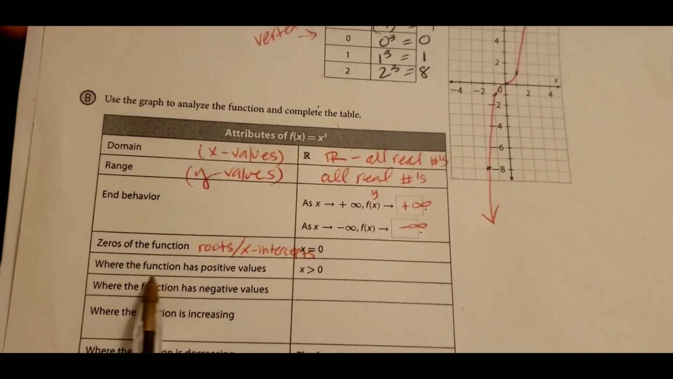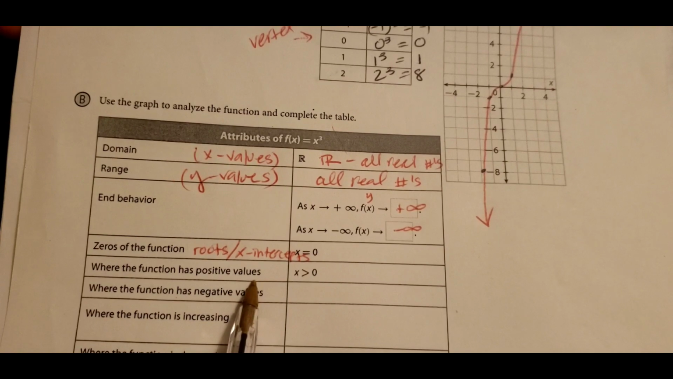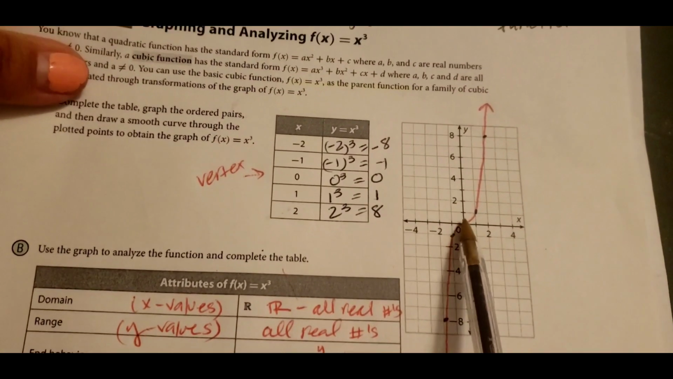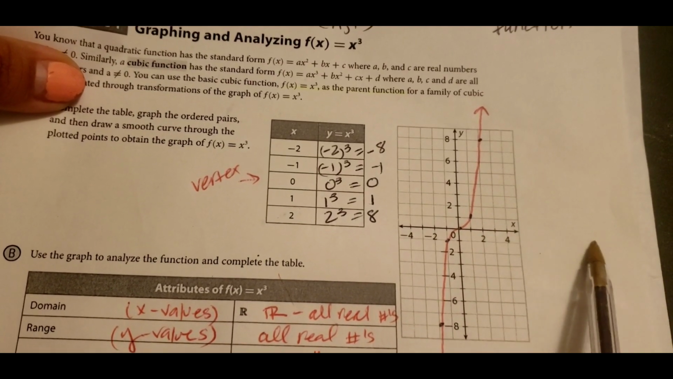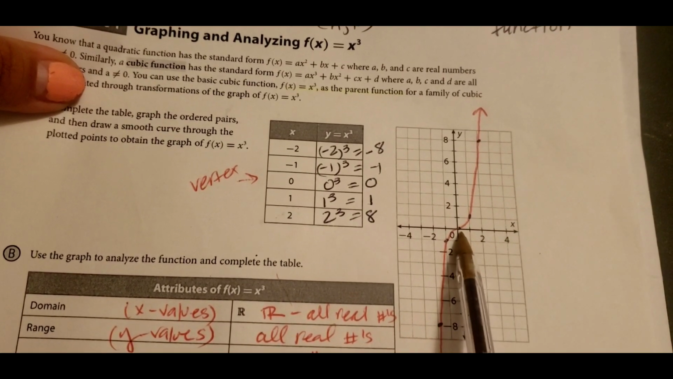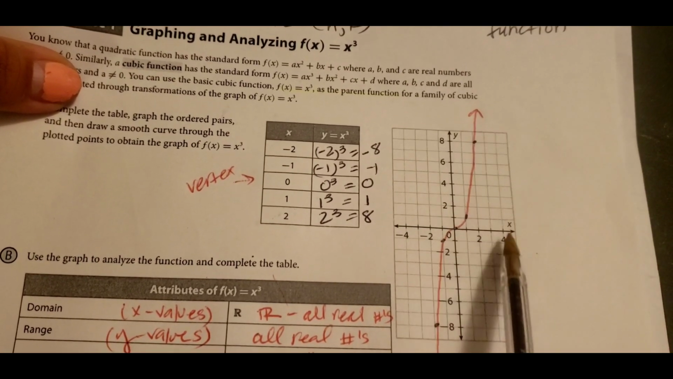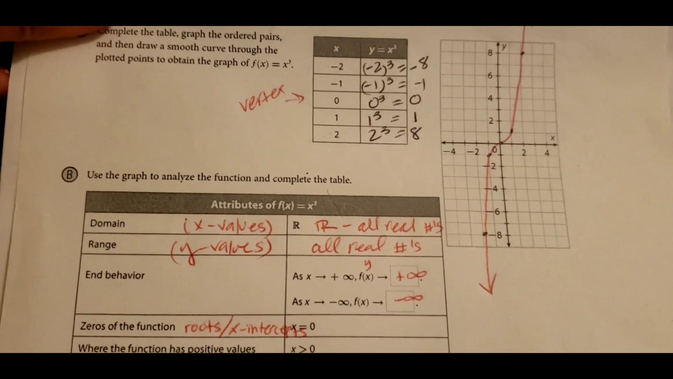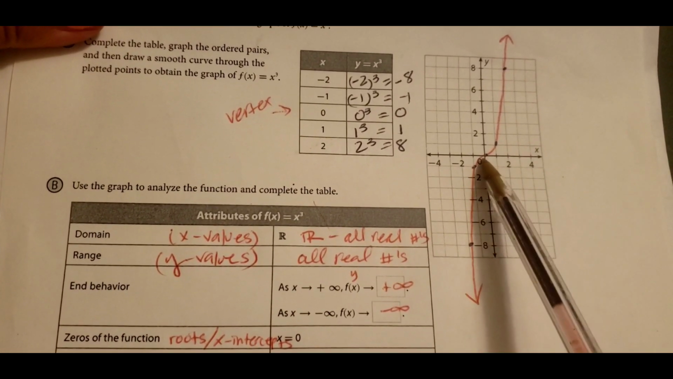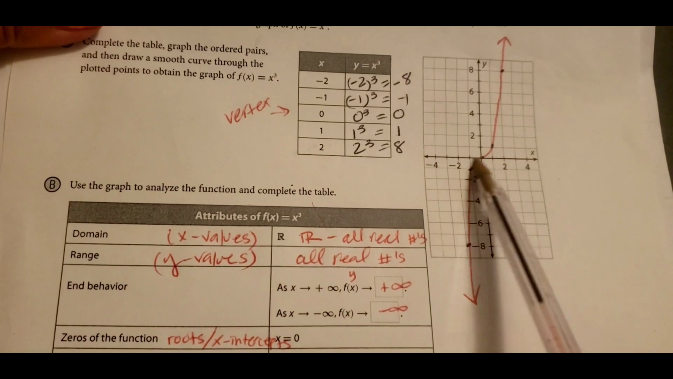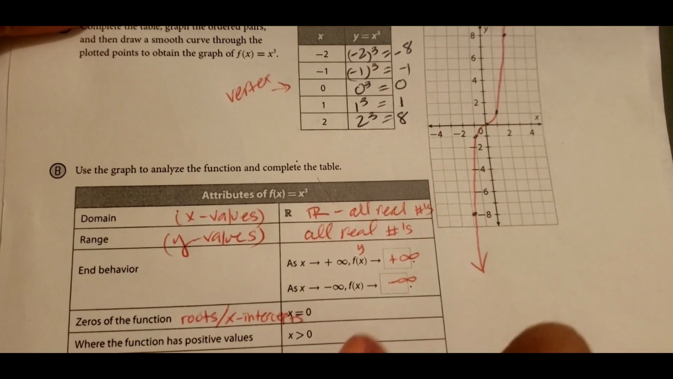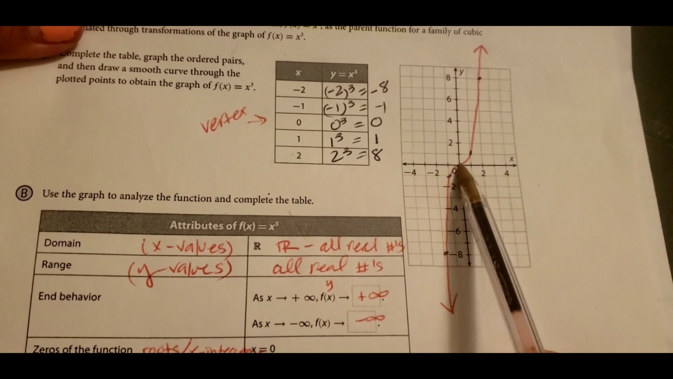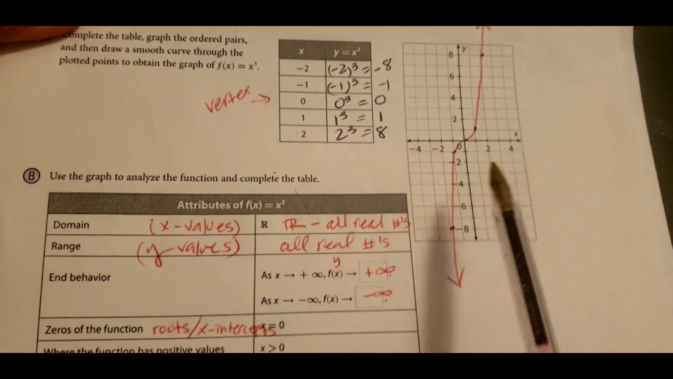Okay, now it says where the function has positive values. Where does the function have positive values? The further you go to the right of 0, you're going to have positive values, right? So x is greater than 0. Where does the function have negative values? Well, that's kind of the opposite. The further you go to the left, you're going to have negative values. So this is x is less than 0. You can't say equal to 0 because at 0 it's just 0. That's not positive nor negative, okay?